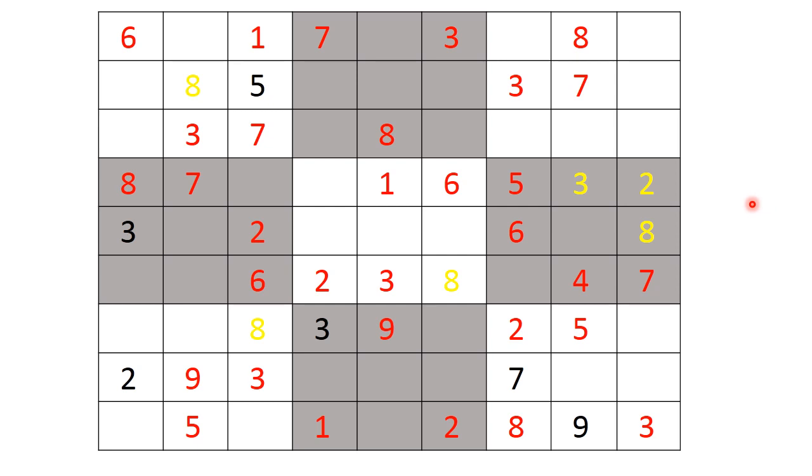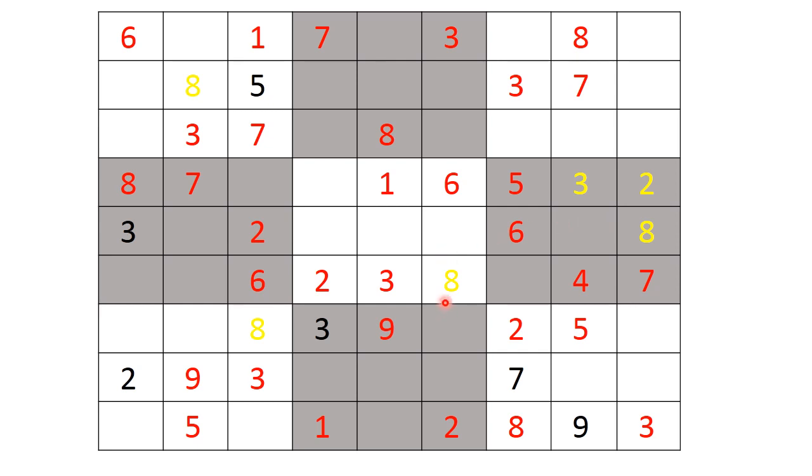And if talking about number 8, the 8 is already in this column, even in this one and even in this, so the only place I get is this one, so I'm going to choose that.